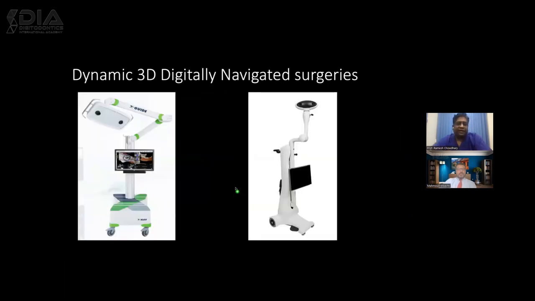Of course, now we have moved into a new era, a new life of digital dentistry, which is quite exciting, because we don't have to go with guided surgeries anymore. I mean to say that we don't have to use a surgical guide anymore. I listened to one of the lectures on digitodontics by Esther, my friend. She spoke about the digital navigation system. It's an amazing concept. There are various companies which do it now.